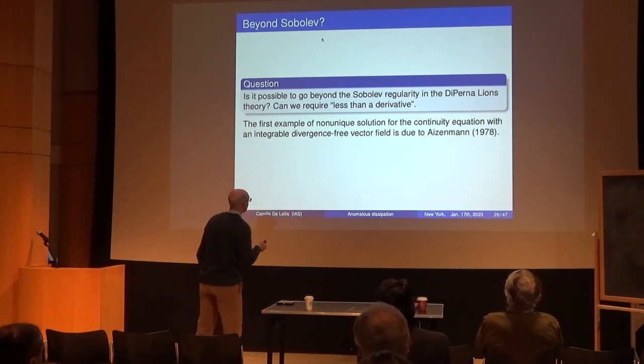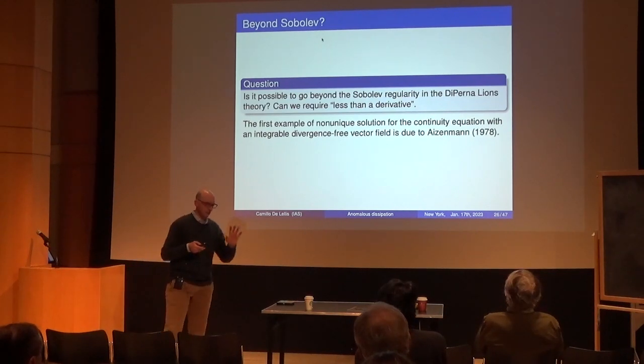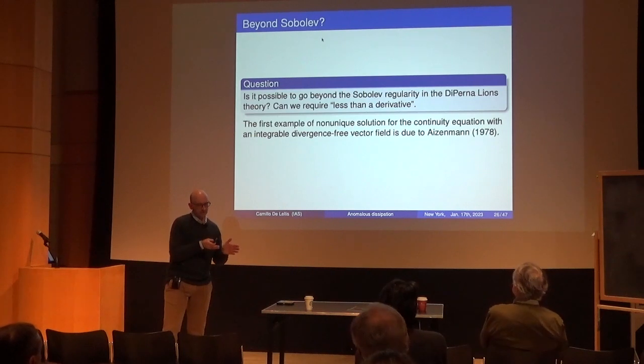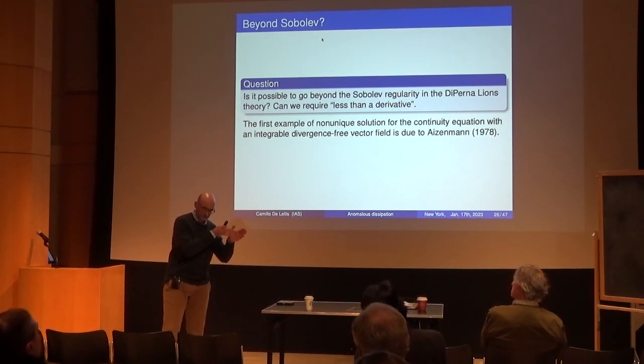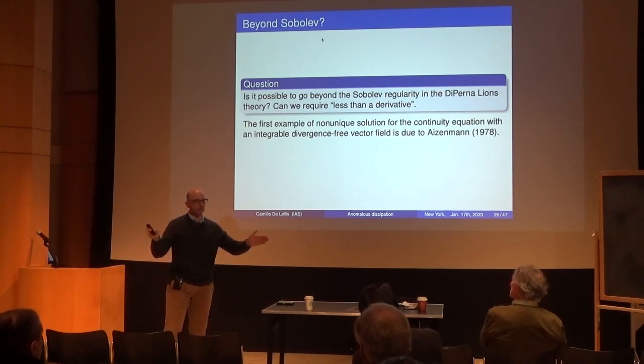So there's a first example of non-unique solution for the... Okay, so one thing which I didn't tell you is the following. In the Bernoullian's theory, essentially, anytime you get a reasonable stability, existence, and uniqueness of the regular Lagrangian flow, you get an equally reasonable existence and uniqueness of solutions for the transport and continuity equation. So for me, the two things are really related.